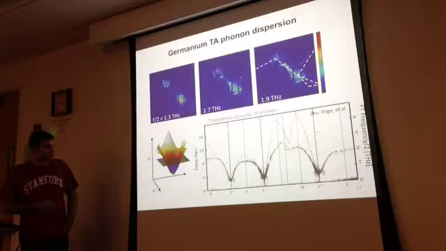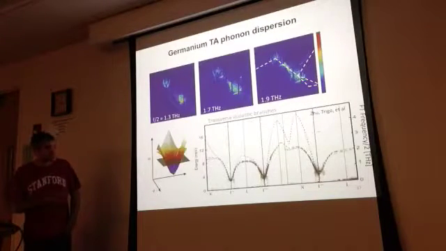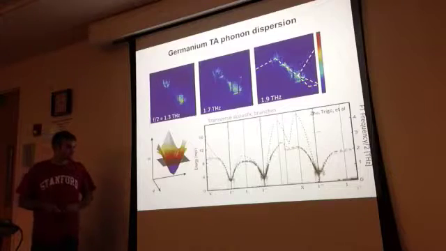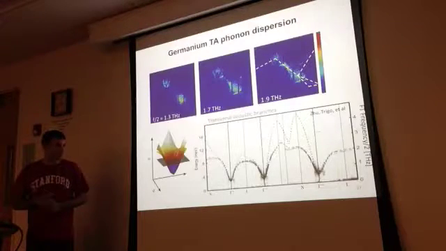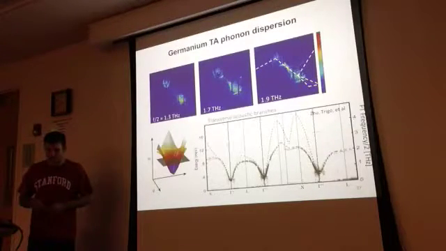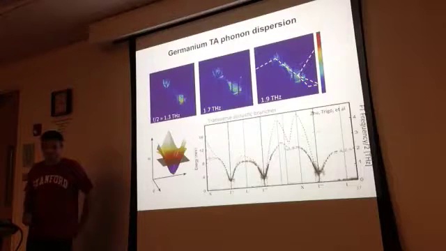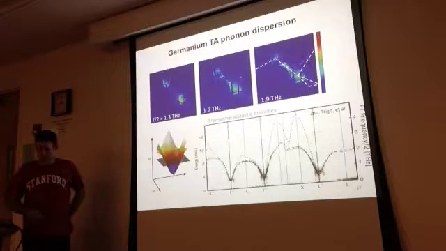And the dotted lines here are the calculated dispersion. This is for germanium. So this technique was originally developed by Mariano Trigo and my advisor David Reis, and considering it's still the early days of this technique and the early days of LCLS, I would say this is pretty impressive.